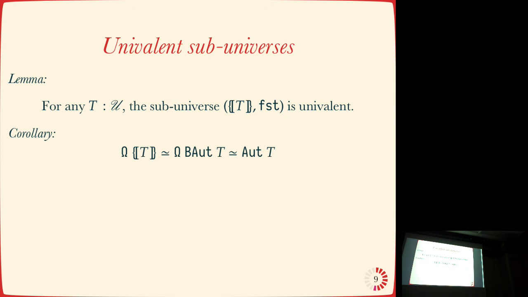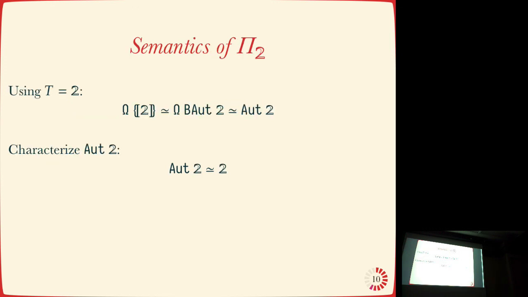Okay. Now, here's a theorem that we prove. So pick any type T and take that type which I defined earlier. That picks out a subuniverse, and that subuniverse is univalent. Okay. And this has an important corollary, which is important for us, which is the loop space of this singleton subuniverse is equivalent to the loop space of B Aut of T, which is equivalent to automorphisms in T. And I'm going to use this now. So, what is a loop space? Okay.